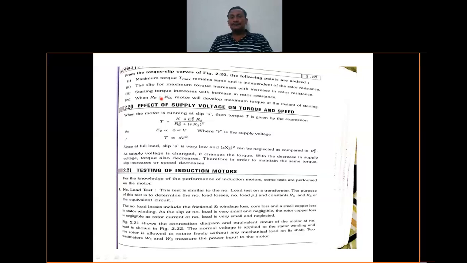The magnitude of maximum torque is constant, but the slip corresponding to the maximum torque changes. Sm is equal to R2 by X2. That is the previous class. So maximum torque is independent of rotor resistance, but starting torque depends on rotor resistance. Starting torque is directly proportional to rotor resistance. That is the previous topic.